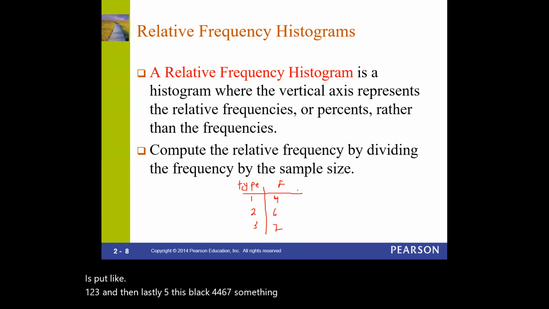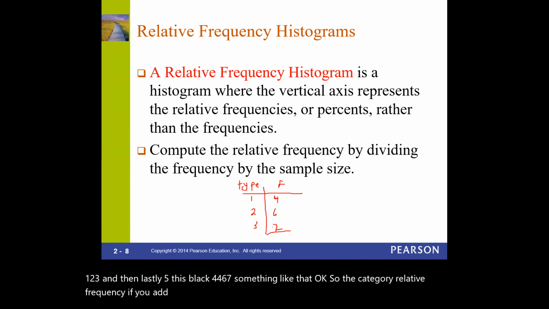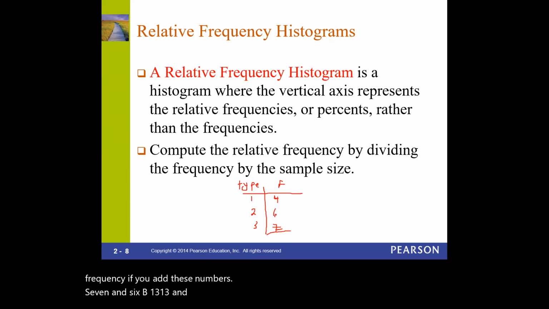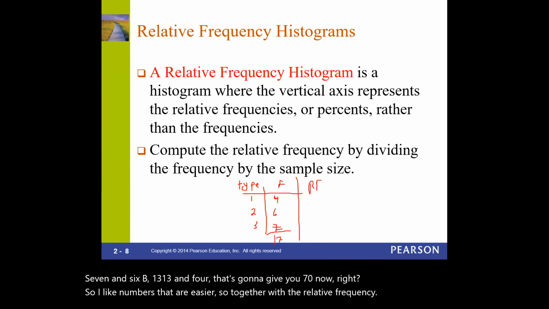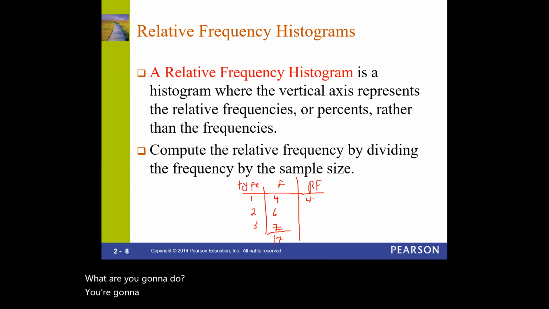Okay. So to get the relative frequency, if you add these numbers, 7 and 6 will be 13, 13 and 4, that's going to give you 17, right? 17. So I like numbers that are easier. So to get the relative frequency, what you're going to do, you're going to say 4 divided by 17. And then that's going to give you a decimal number or a percentage and so on. We just did that earlier. Any question about that? We just talked about it earlier.